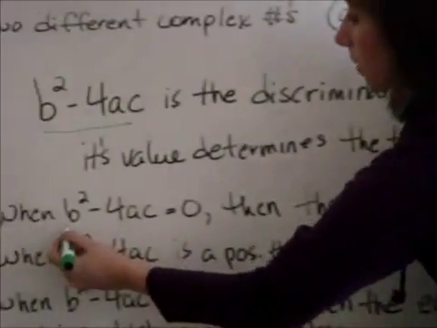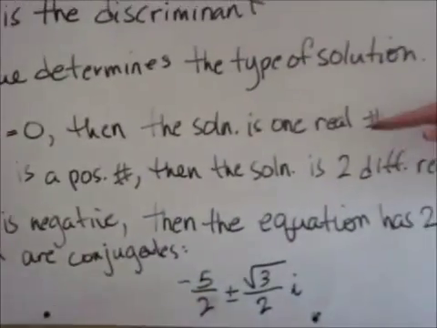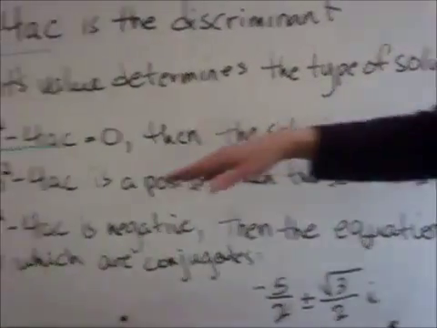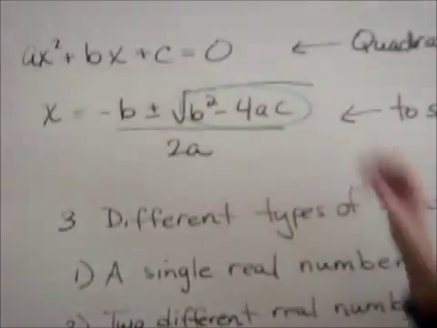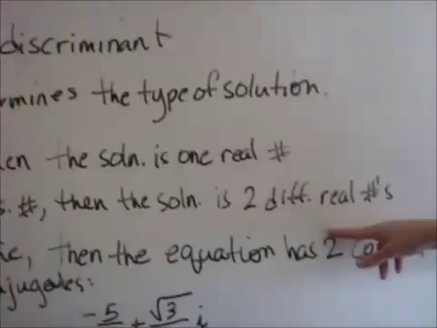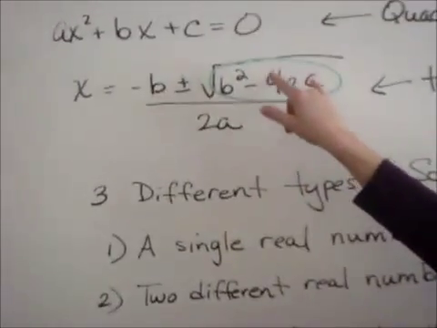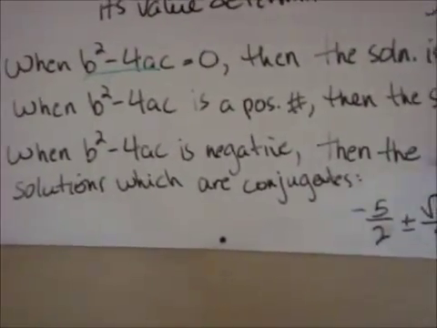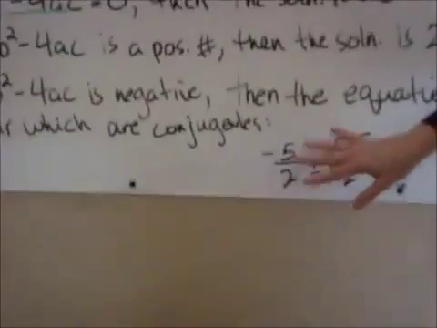We're going to do two examples where I'm going to explain this. When we put our numbers in and we get 0 out, then you know there's one real solution. When we put our numbers in and we get a positive number out, like a 3, then we know there's going to be two different real solutions, not imaginary. And when we put our numbers in and we get a negative number out, then we know we're going to have two complex solutions that are conjugates.